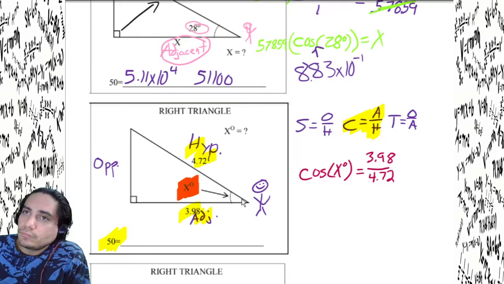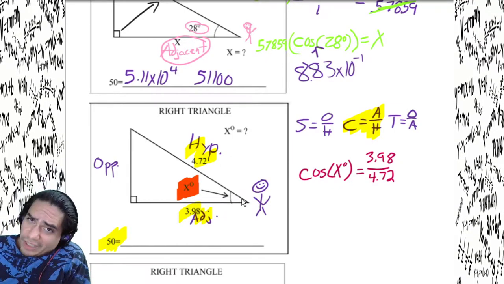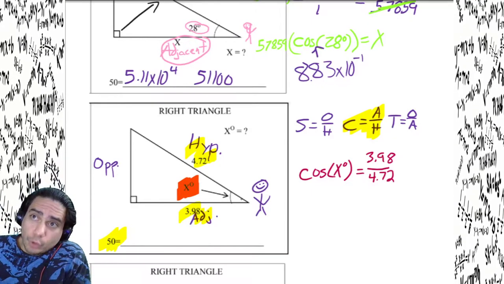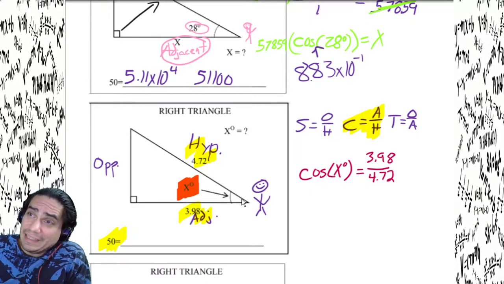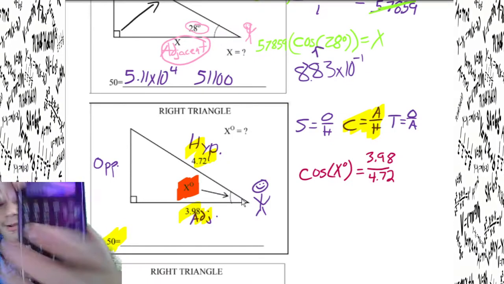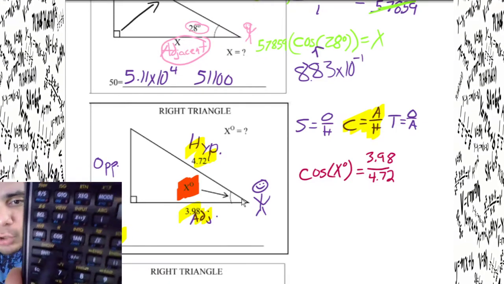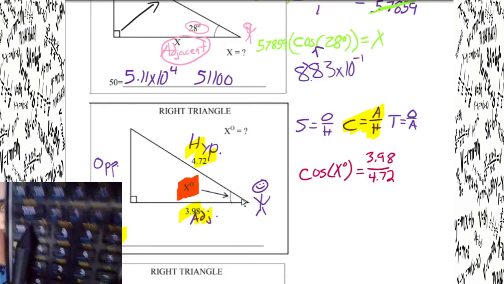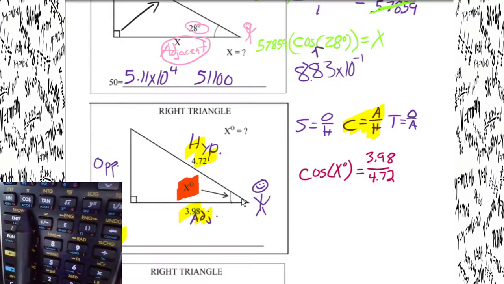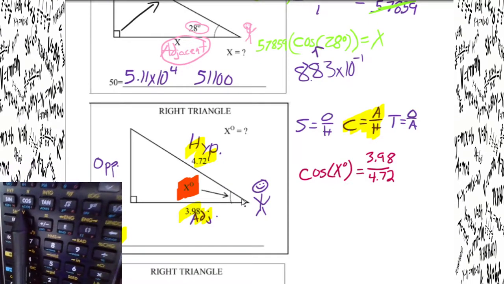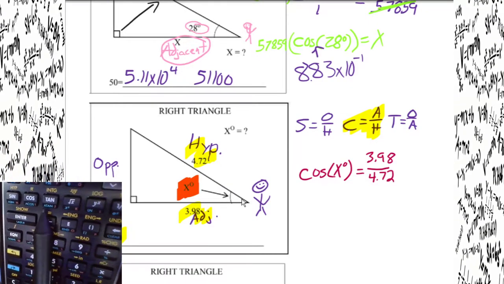Check this out. X is almost isolated, but it ain't. We got to do the opposite of cosine to isolate it, and there's a button on your calculator. It's one of the modes that you could touch, the blue keys. As you can see, we got a sine, we got a cos, which stands for a cosine, and a tangent.